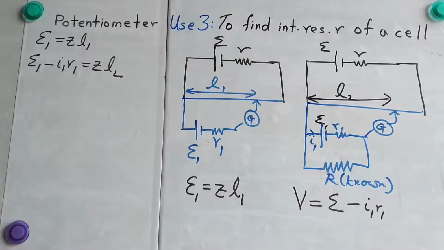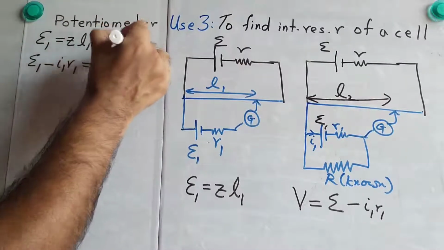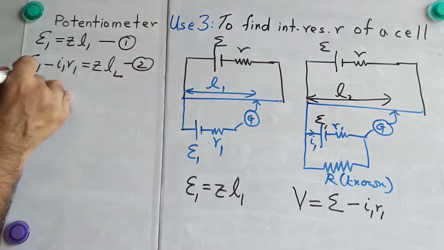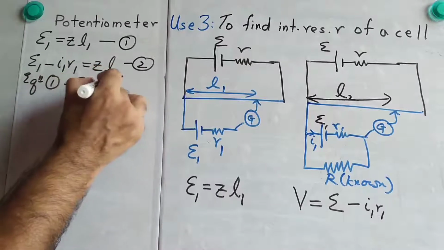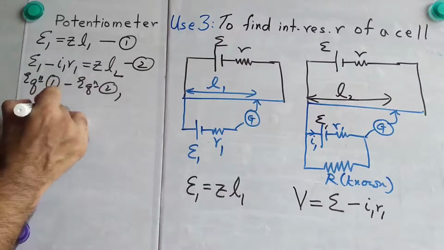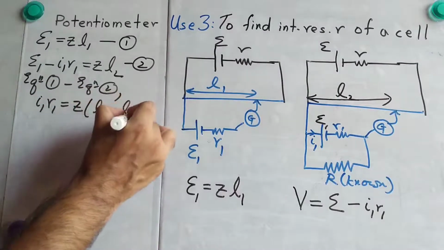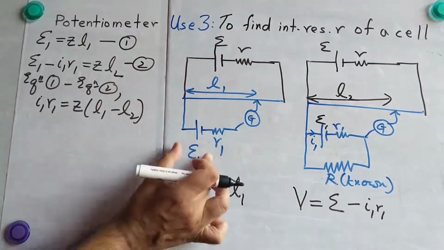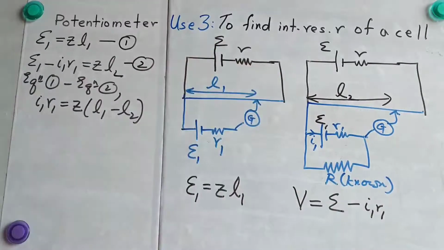Okay, so we can subtract the two equations, so E1 will get killed because we don't need E1. So we'll subtract 1 minus 2. So equation 1 minus equation 2 will give us I1 R1 is equal to Z (L1 minus L2). L1 is more than L2 because here we are measuring E1, and here we are measuring E1 minus I1 R1, the terminal voltage across the battery.